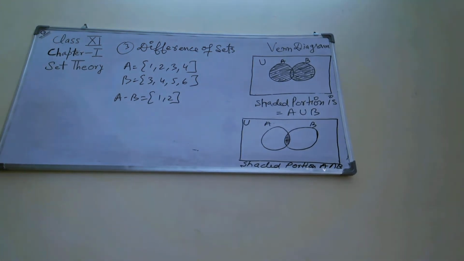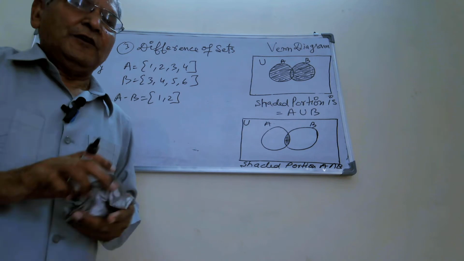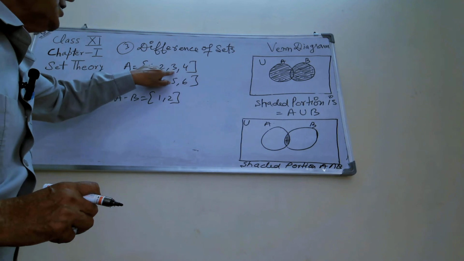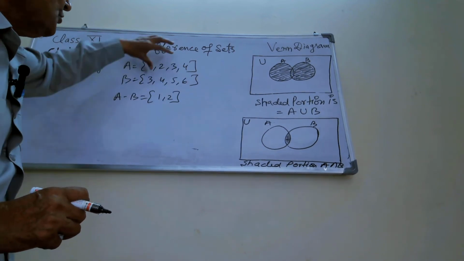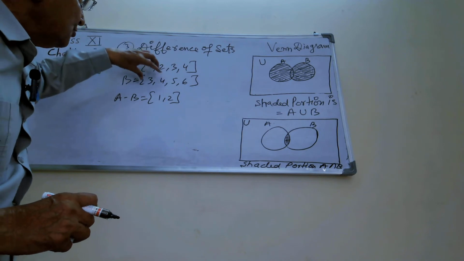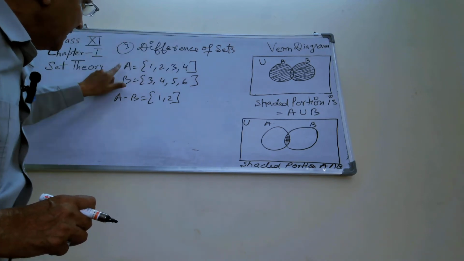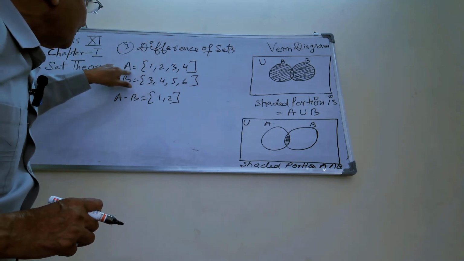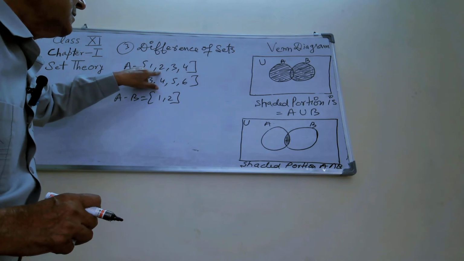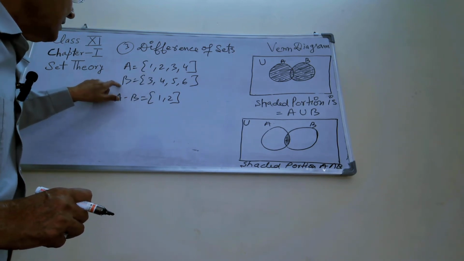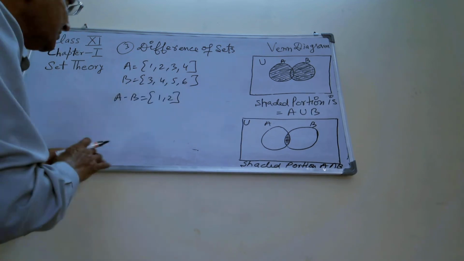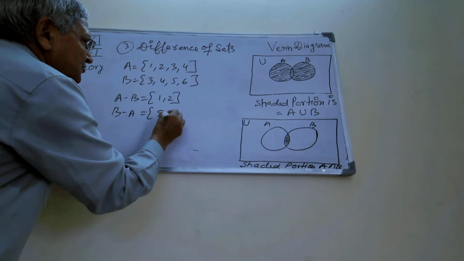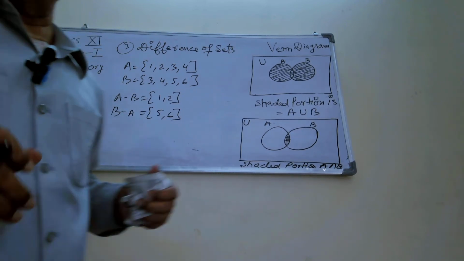In difference, if you want to find out A minus B, you have to neglect the common elements 3, 4 in A and 3, 4 in B. You have to leave these two elements. And in A minus B, you have to take the elements of A, 1, 2. And in B minus A, you have to take 5 and 6. I think you have understood.